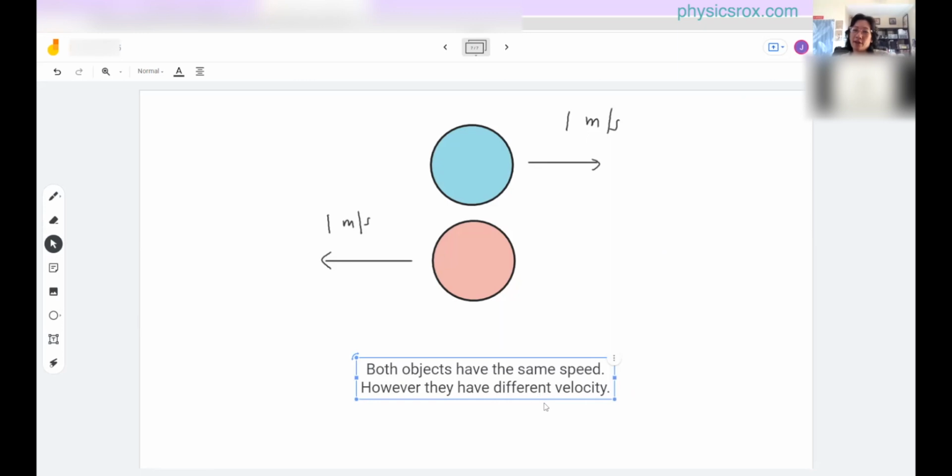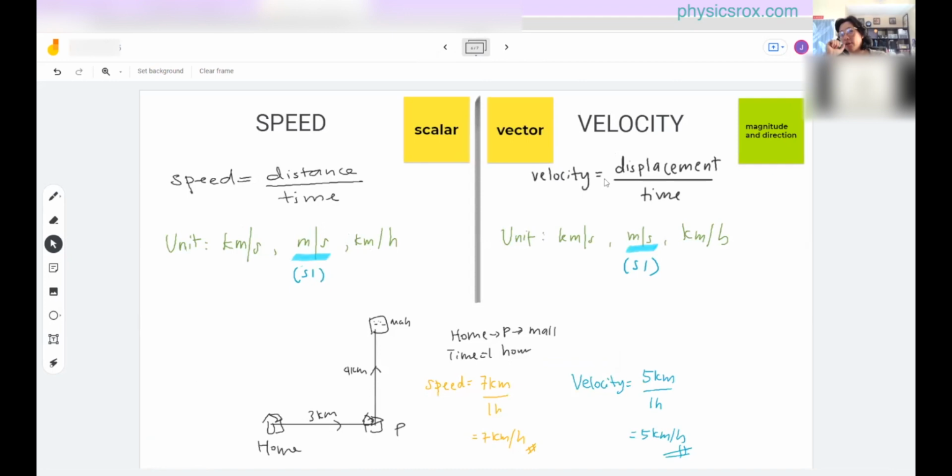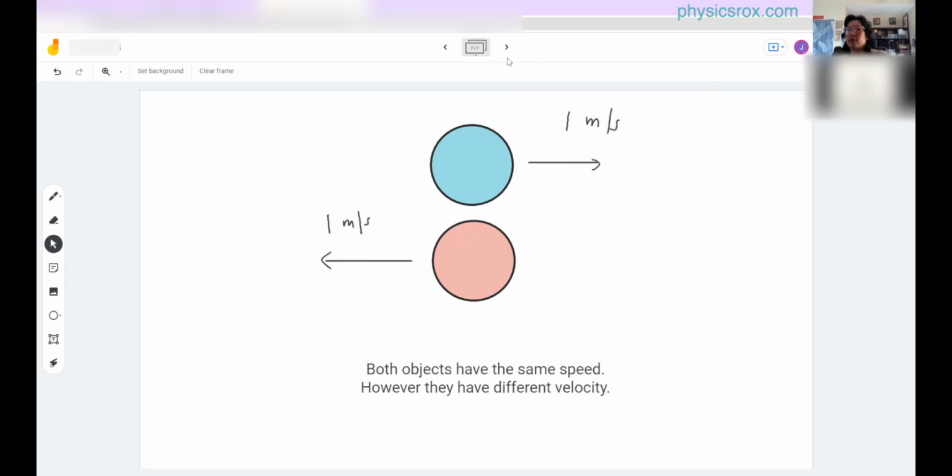Because they have different directions, they have different velocities. Okay? Because vector, you must remember, whenever you see the word vector, it means there is direction. Velocity is a vector. Speed, you don't care about the direction. Velocity, you must look at the direction.